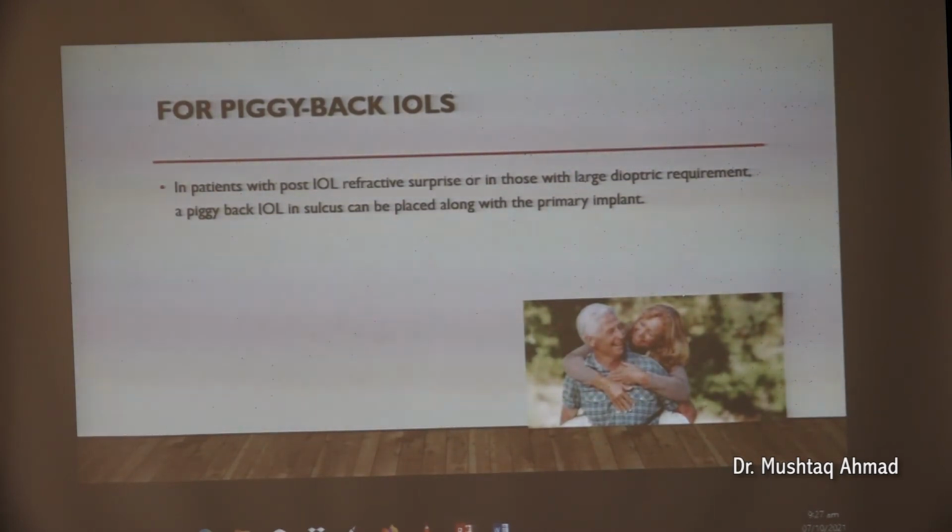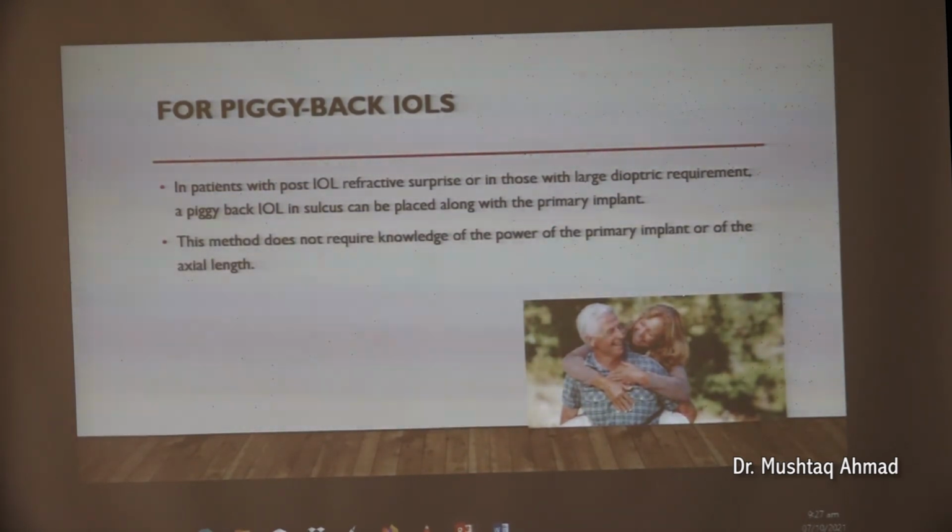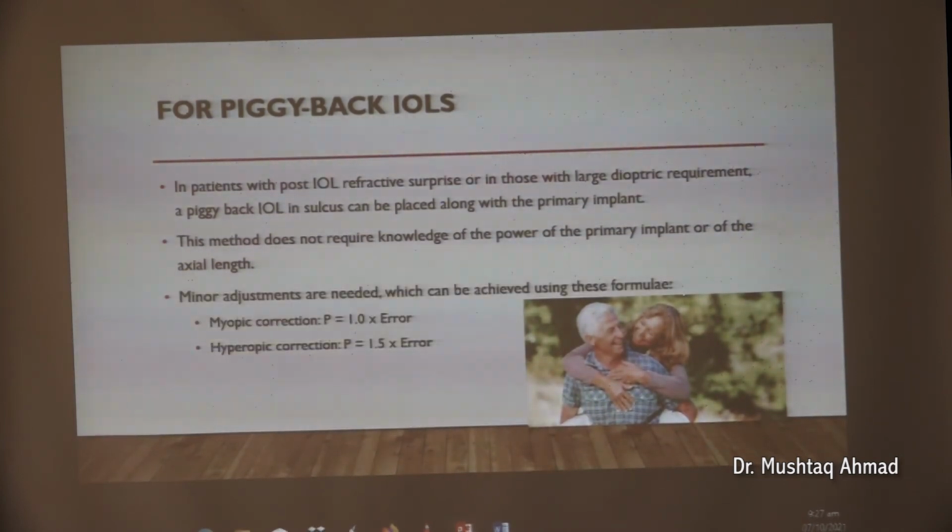Piggyback IOL. In patients with post-IOL refractive surprise or in those with large diopter requirement, a piggyback IOL in the sulcus can be placed along with the primary implant. This method does not require knowledge of the power of the primary implant or of the axial length. Minor adjustments are needed, which can be achieved using these formulae. For myopic correction, for example, if there is a refractive surprise of -1, then you multiply with 1. So the piggyback IOL you will implant will be 1.